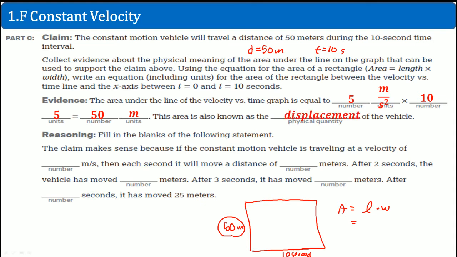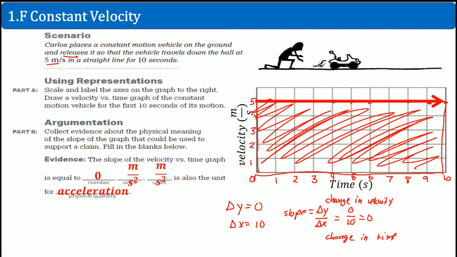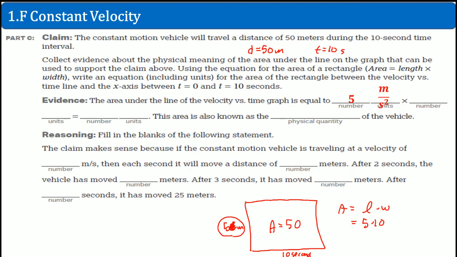Sorry, so this is 5. 5 times 10 is what? 50. So the area here is 50. That's what it's saying. Just take a look: 5 times 10 is 50. That's how far it travels. All right, so 5 times 10 gets you 50 meters. The units, you could call this distance. It's also known as the displacement of the vehicle.